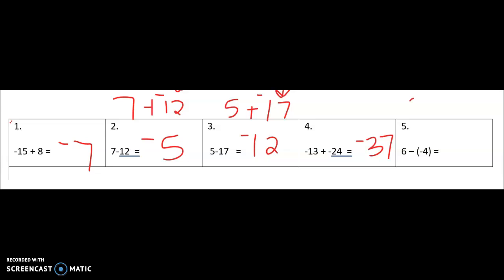6 minus a negative 4, keep, change, flip. 6 plus 4 is positive 10.